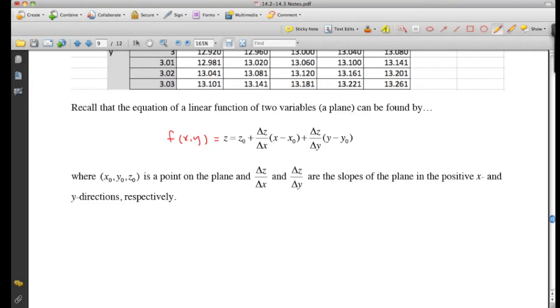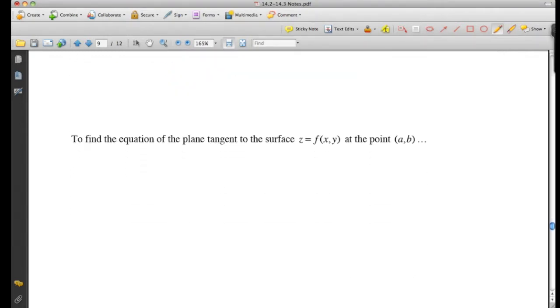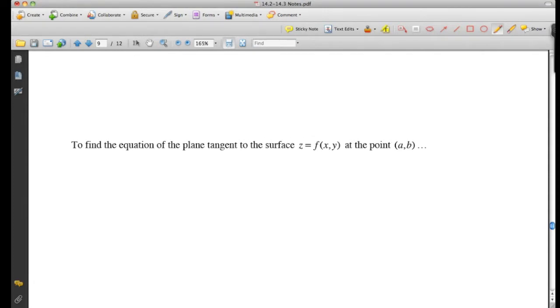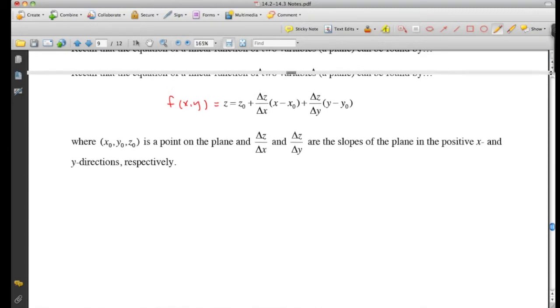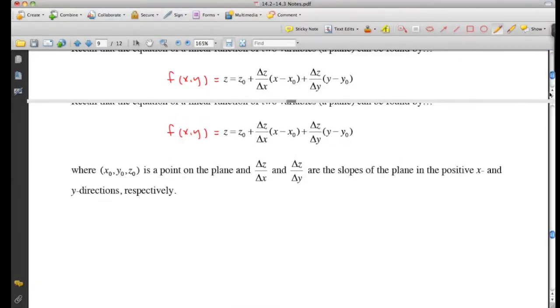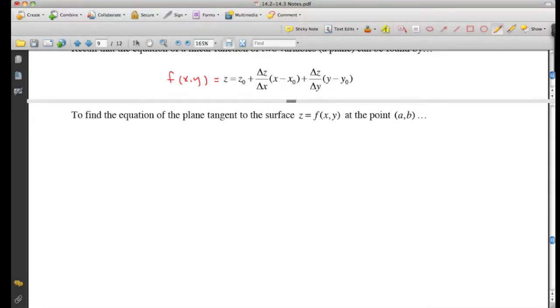All right, so now what I'd like to be able to do is take that one step further and say, how do we find the equation of a plane that's tangent to a surface at a particular point? All right, so let me split the screen here. Okay, and I want to still be able to see that function up there and see how we're going to take that idea and make the equation of a plane that's tangent to a surface. All right, so think about, you got this plane that's tangent to a surface. We want to find its equation.